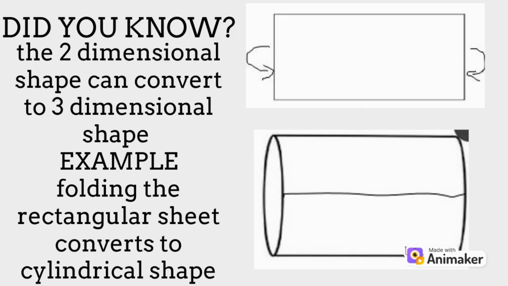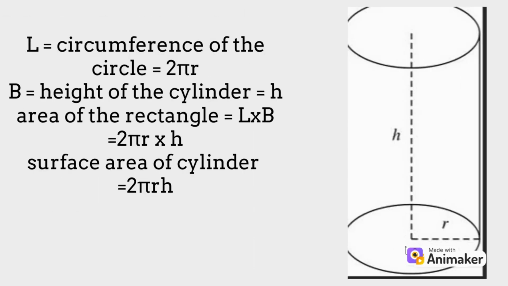You can see the rectangle. If we fold the rectangular sheet into two, we can get the cylindrical shape. L equals circumference of the circle equals 2 pi r. B equals height of the cylinder equals h. Area of the rectangle equals L into B. Substitute the values of L and B. 2 pi r into h. Surface area of cylinder equals 2 pi r h.